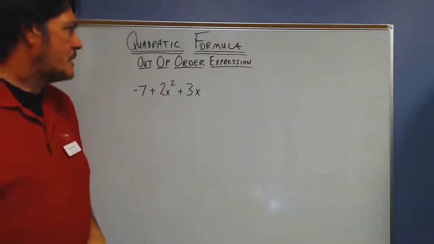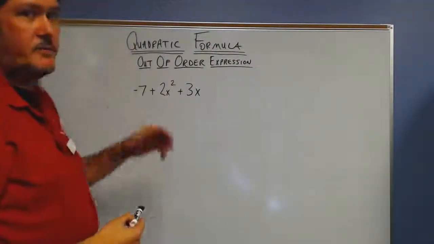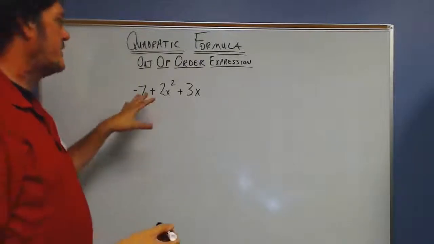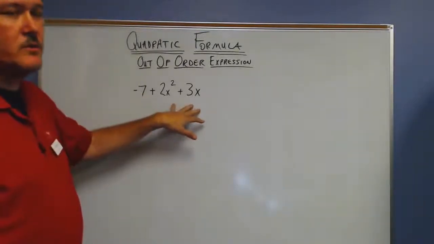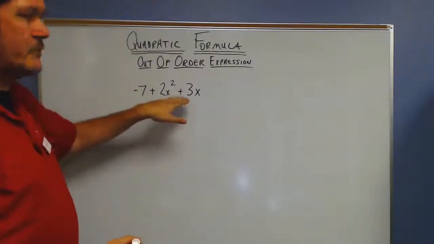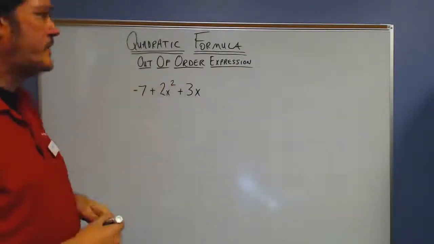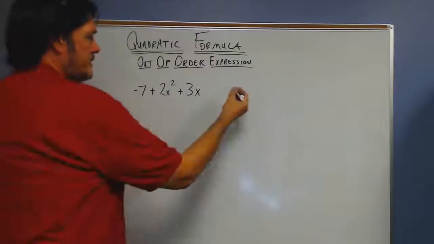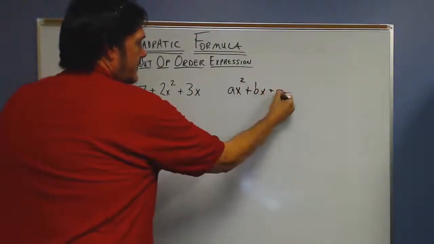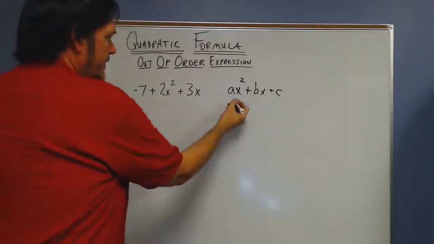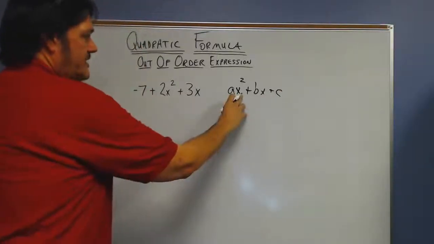Hi, today we're going to look at solving a quadratic with the quadratic formula, but specifically we're going to look at something that causes a lot of students problems, and that's when they give you the equation out of order, not meaning that the powers don't go from highest to lowest like we're used to seeing them. Remember, the general form of a quadratic is ax squared plus bx plus c. So, for instance, the a is attached to the x squared term.